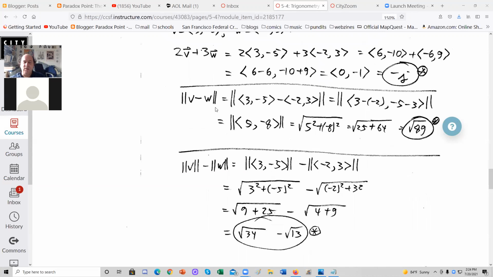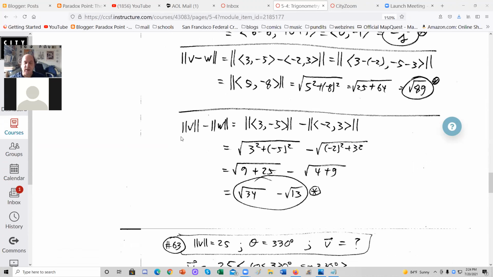Length of u minus w, v minus w. I've been doing this so much. Length of v minus w. Well, 3 by negative 5 minus negative 2 by 3. What's its length? Well, 3 minus negative 2 for the first component, negative 5 minus 3 for the second component. That's 5 by negative 8. The length of that is square root of 5 squared plus negative 8 squared. That's square root of 25 plus 64, which is square root of 89, and we're done.